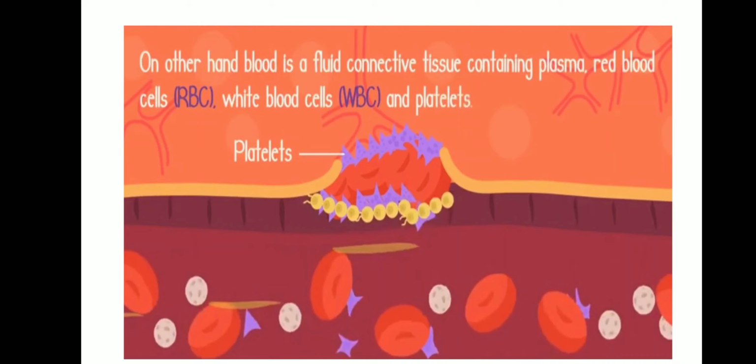So blood platelets are helpful in blood clotting mechanism. It never allows the blood to ooze out if there is any state of danger. Next, it clots the blood. Blood platelets are helpful in blood clotting. So we have seen about three kinds of blood. What are they? Red blood cell, white blood cell, and platelets.